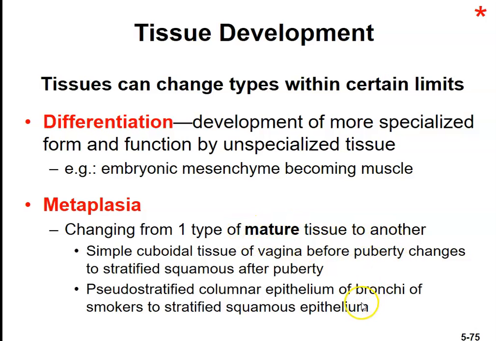For example, the vagina tissue before puberty is simple cuboidal. Then after puberty, it will change into stratified squamous. Also in heavy smokers, the trachea, which was made of pseudostratified columnar epithelia, will be changed into stratified squamous epithelium cells. These are examples of metaplasia.